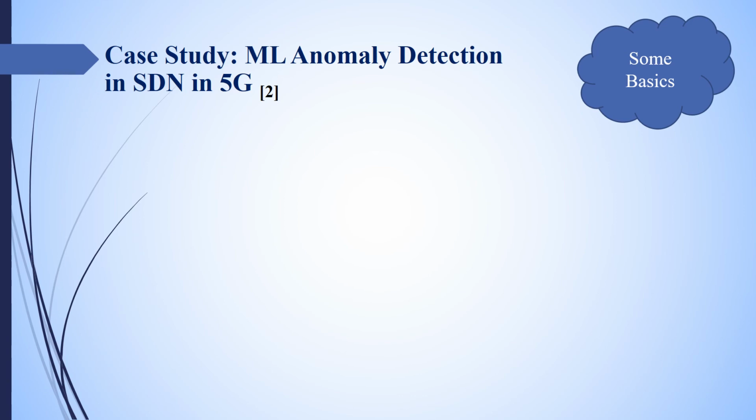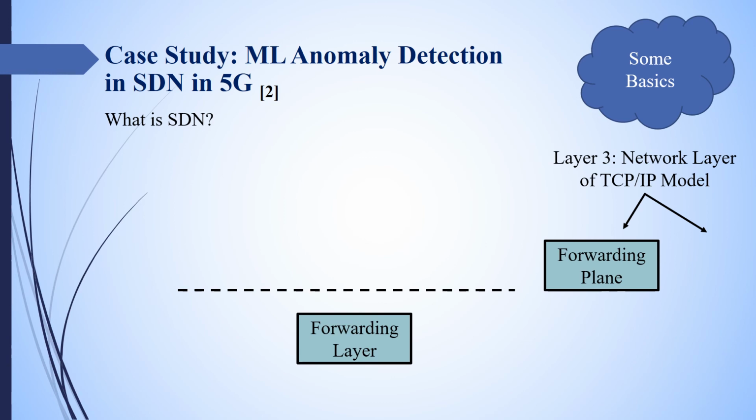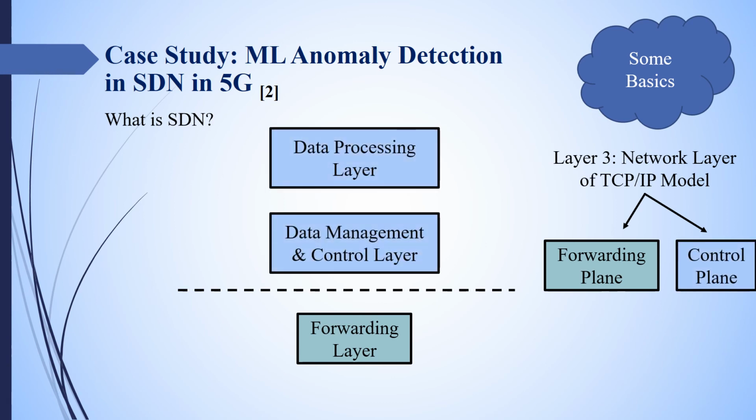Technically speaking, we have to see what SDN basically is. To understand SDN, we have to focus our attention on the network layer of the TCP/IP model. For those who don't know about the TCP/IP model, it is basically a simple 5-layer model on which computer networks work. It is divided into two types, namely the forwarding layer, and the other one is the control layer, the control plane.